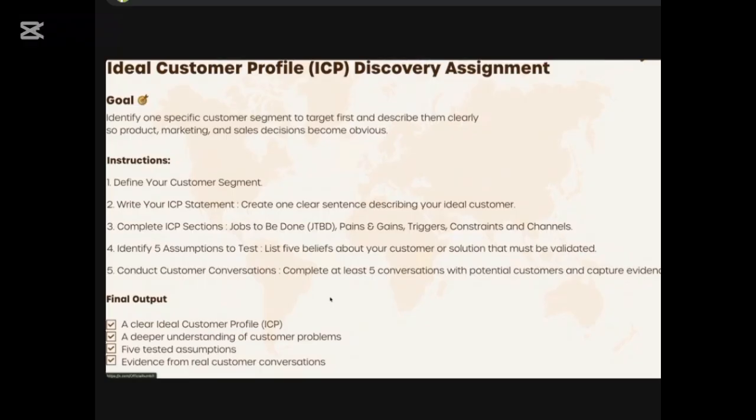Then we also make some assumptions and test these assumptions repeatedly. That means we iterate and test. If it works, good; if it doesn't work, we learn from it, and you begin to convert sales easily. So you have to list five beliefs about your customer or solution that must be validated, conduct customer conversations, complete at least five conversations with potential customers, and capture evidence. This is easy, it's simple.